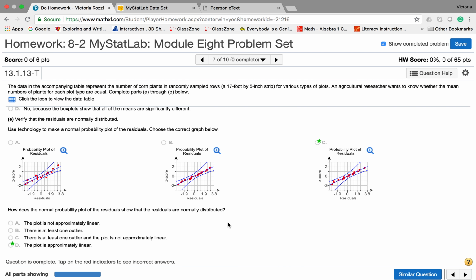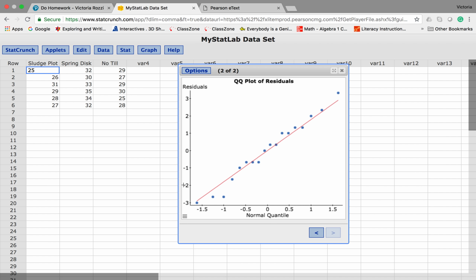And how does the normal probability plot of the residuals show that the residuals are normally distributed? Again, you're always looking for that approximately linear relationship. So if you look at your data set here, they're all pretty much along that line. If they were scattered everywhere or there was some sort of U pattern, we would say, no, this is not normal. But this linear pattern leads us to believe that it's approximately normal.